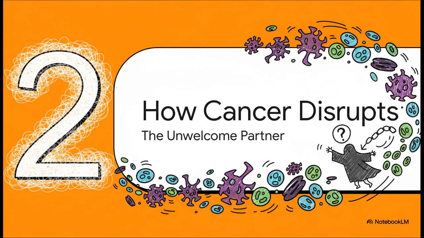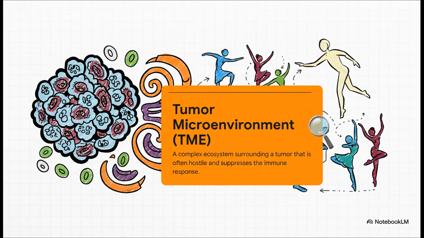But cancer is just a terrible dance partner. It doesn't play by the rules at all. It cheats. It doesn't just mess up the rhythm, it actually tries to stop the music completely. So how on earth does it do that? Well, it starts by corrupting the dance floor itself.